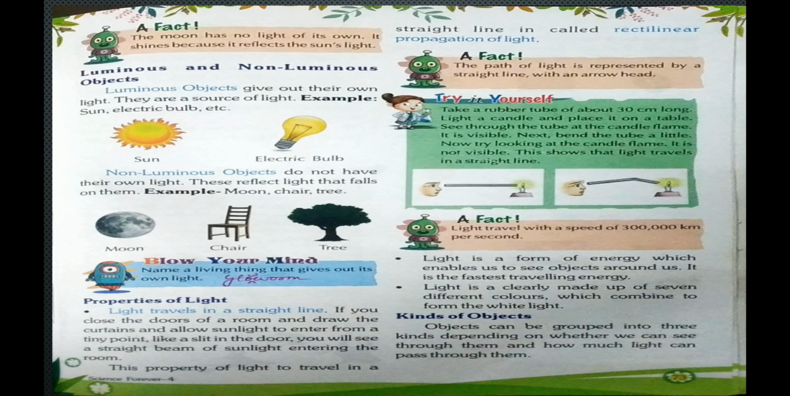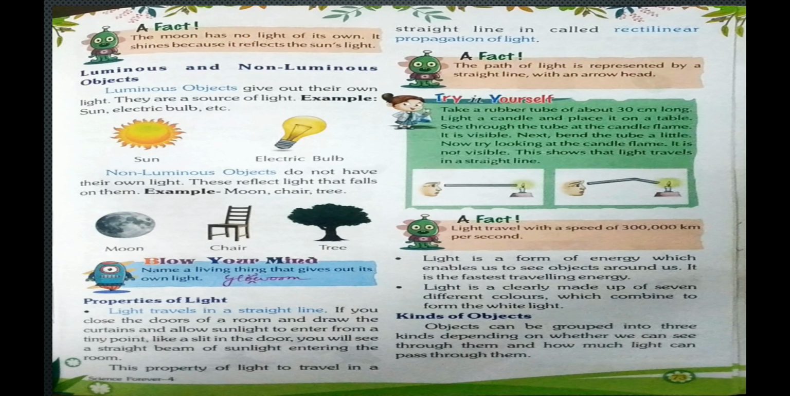Next, light is a form of energy which enables us to see objects around us. It is the fastest traveling energy. Light is made up of 7 different colors which combine to form the white light. These are the properties.